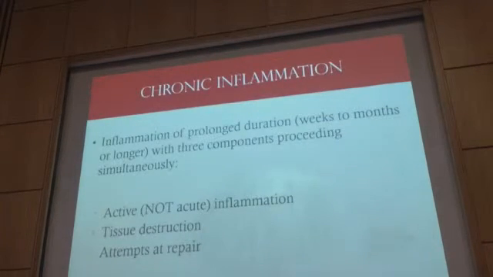So, the definition of chronic inflammation is inflammation of prolonged duration, okay? So acute inflammation usually takes a few days. Chronic inflammation usually takes weeks or months or even years. What we see in chronic inflammation are three different things, three signs. First of all, it's active inflammation. There's a lot of tissue destruction and also attempts of repair.